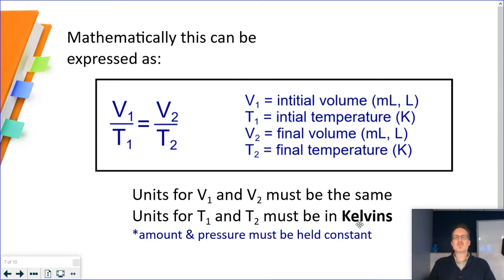When we're in the lab, we're still going to use a thermometer. We're still going to get our values in degrees Celsius. That's our measuring device. However, when we go to do the calculation, now you have to convert. Again, our assumption is the number of particles or the amount of gas is held constant, and the pressure of our gas is also held constant.